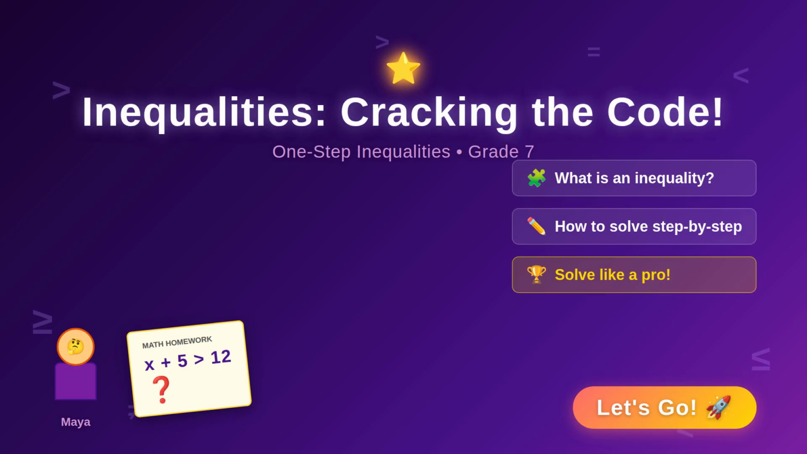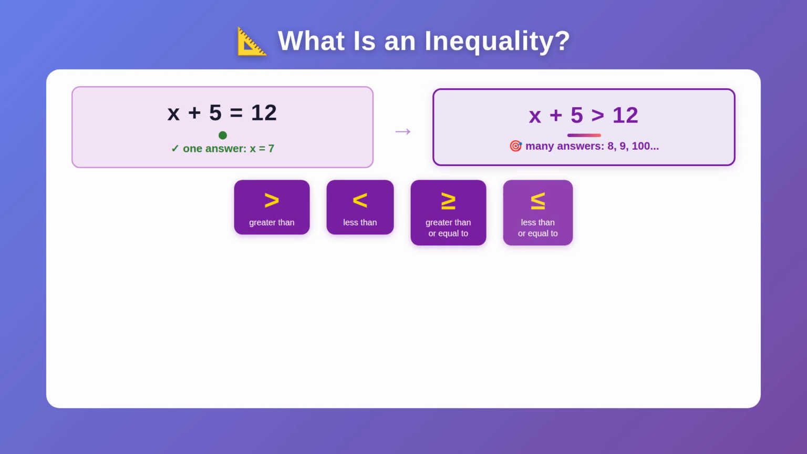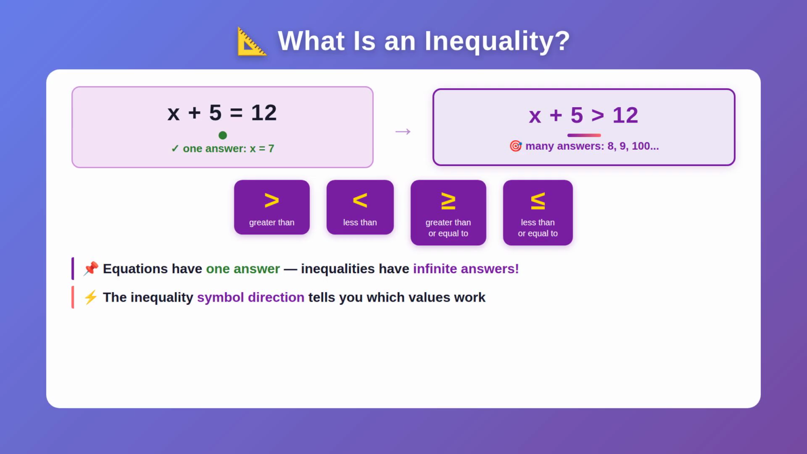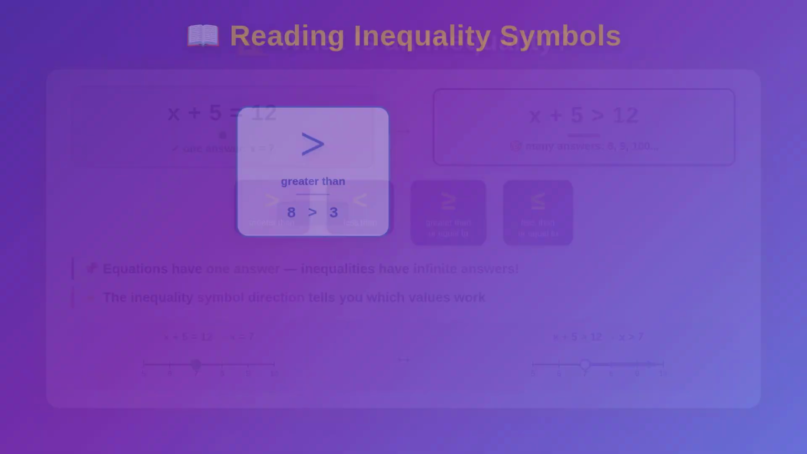Let's go. Great question. You already know equations, something like x plus 5 equals 12. There's one answer, x equals 7. But an inequality replaces that equal sign with symbols like greater than, less than, greater than or equal to, or less than or equal to. Instead of one answer, you get a whole range of answers. For x plus 5 greater than 12, x could be 8, or 9, or 100. That's what makes inequalities powerful and a little sneaky.